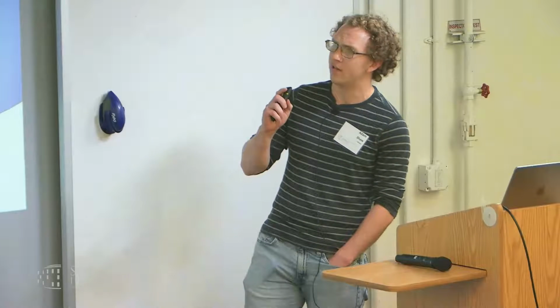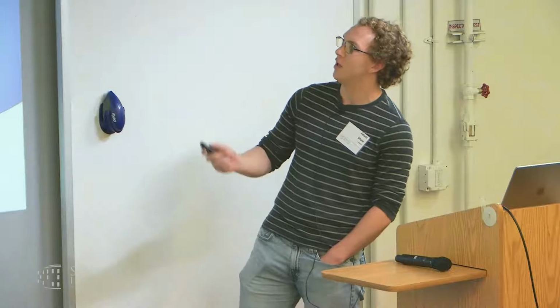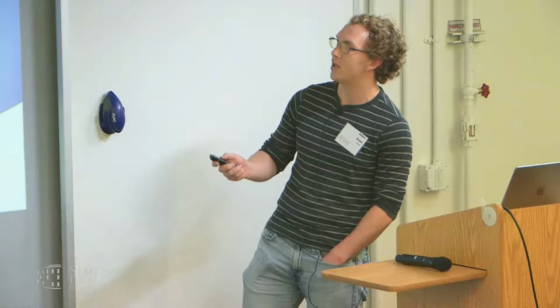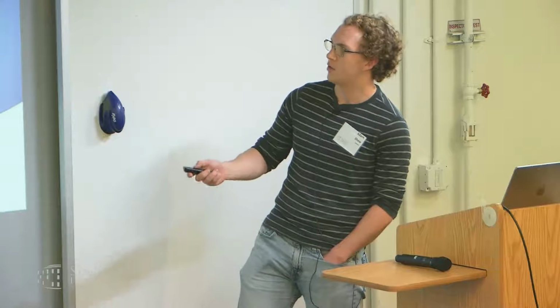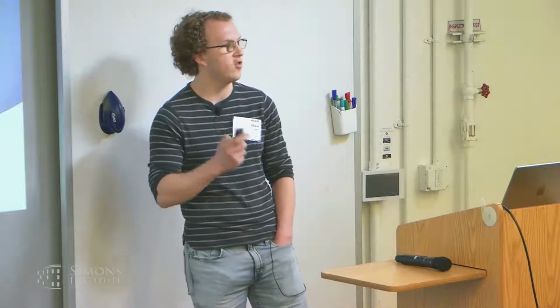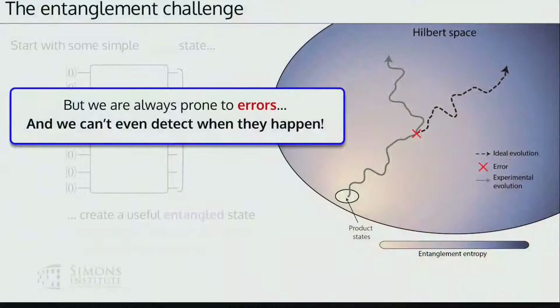So just to give a very brief overview, what we're interested in is the generic entanglement challenge, where experimentally we always start with some simple initial state, some low entanglement state. We want to apply some quantum evolution, produce some highly entangled state for computation, simulation, etc. But the problem, of course, is in the modern day, we're always prone to errors. We can't even detect when these errors happen in a normal quantum system.